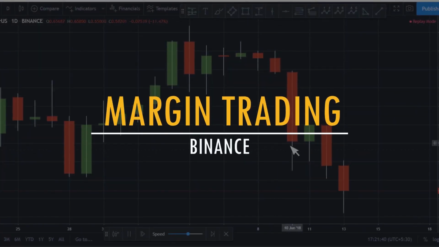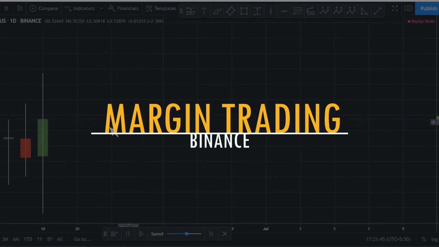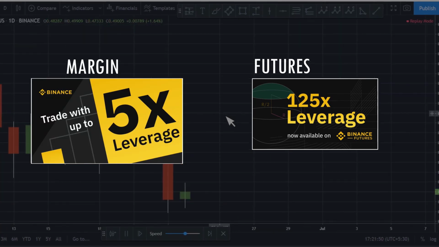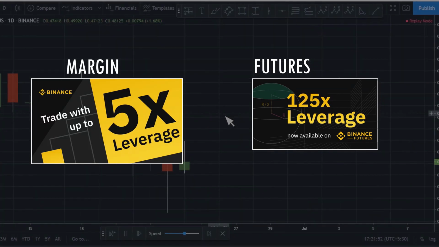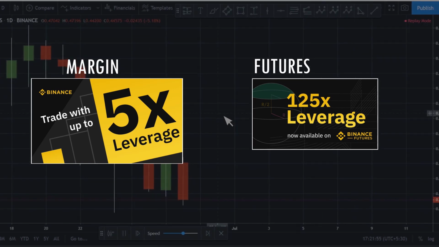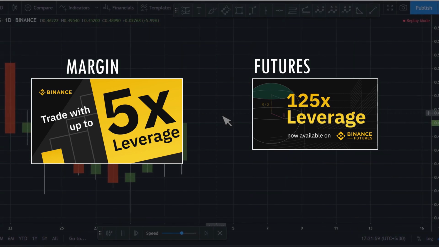In today's session, we'll talk about the margin trading feature on Binance Exchange. Before we get started, I don't want you to be confused between the futures platform and the margin platform. Both operate somewhat in a similar way, but the futures platform supports up to 125x leverage, and it's also limited to just Bitcoin and Ethereum as of now.